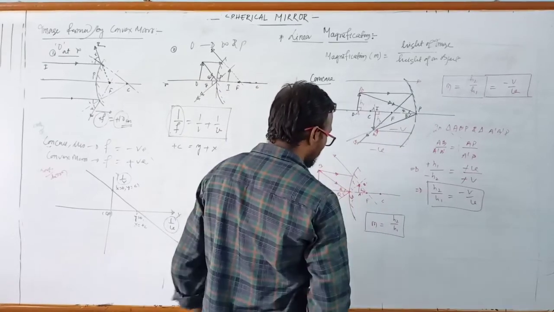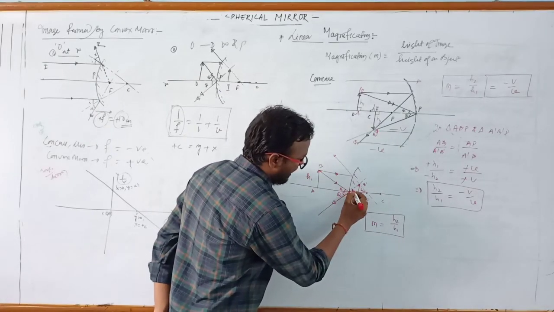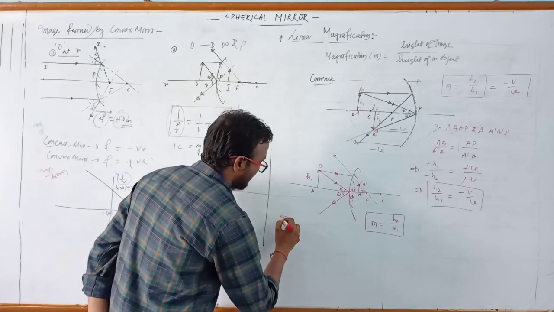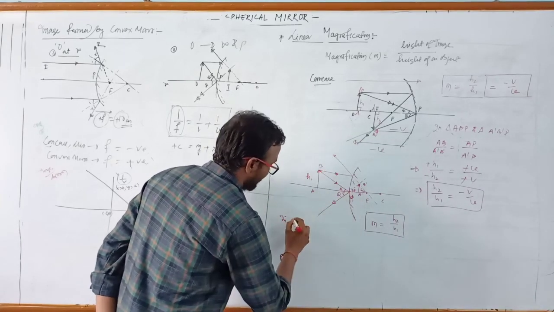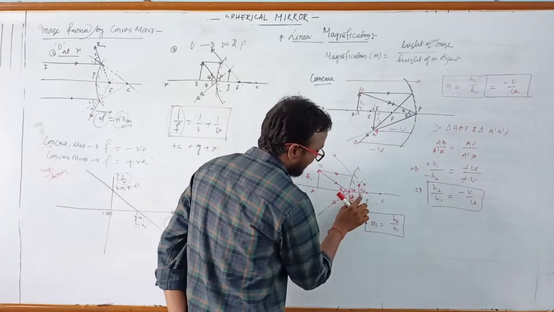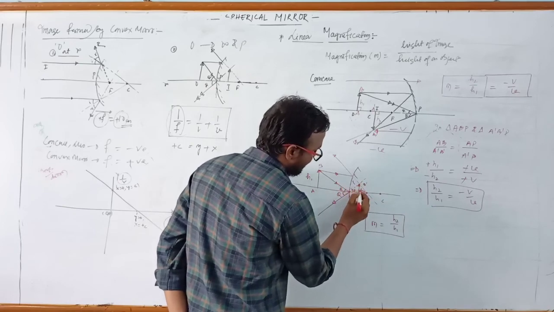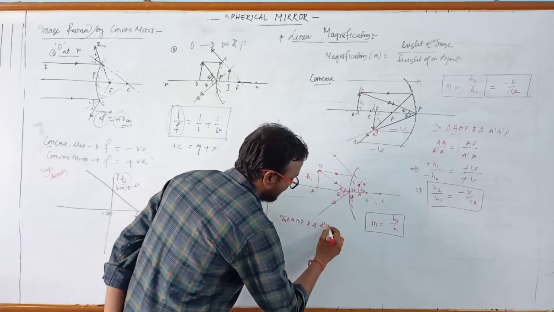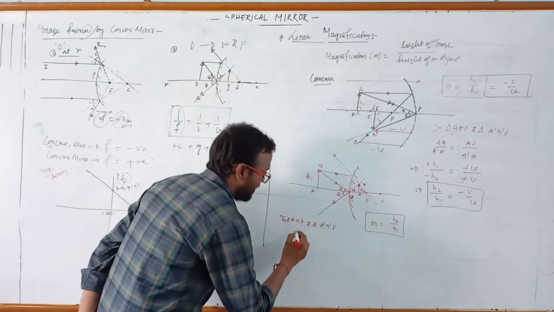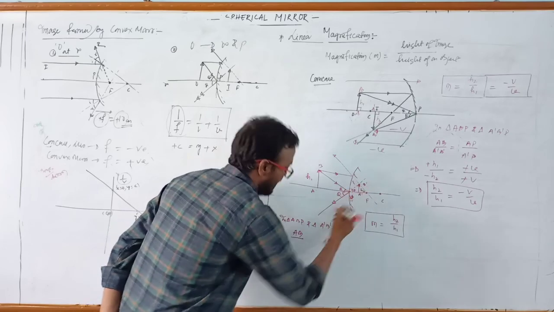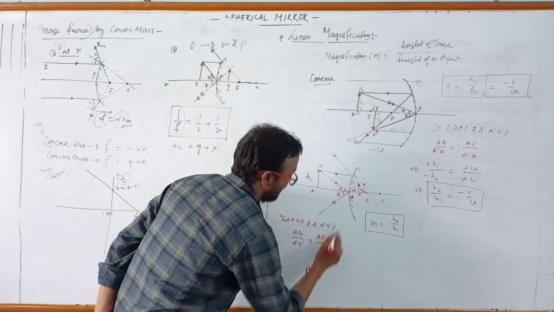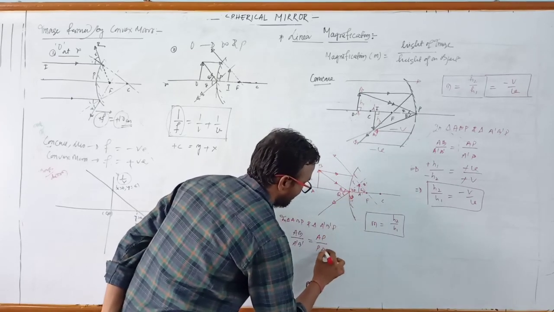But these two triangles are similar because this angle is theta and here this angle is also theta. So there is a triangle, this point is P. That means triangle ABP and triangle A'B'P, these two triangles are similar. So you can write AB divided by A'B' is equal to this distance AP divided by this distance PA.